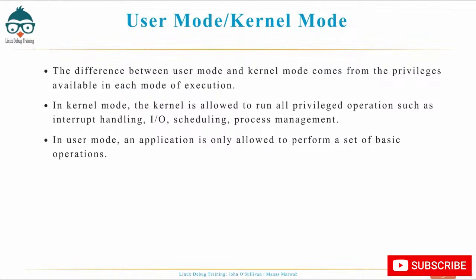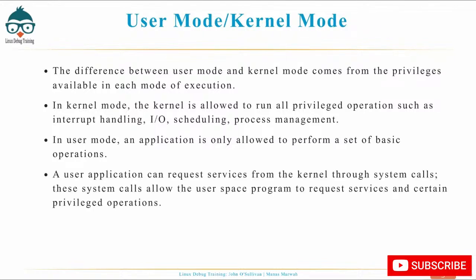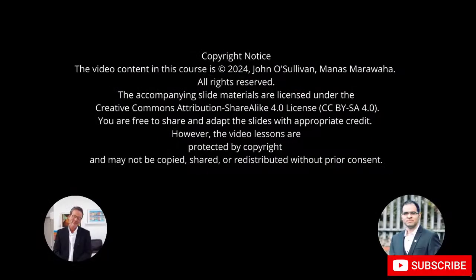Because a user mode application is only allowed a basic set of operations, it must request certain privileged services through the kernel, and it does this by using system calls. These system calls facilitate activities like reading and writing to disk and transferring data from the network via sockets. We will look at these system calls in more detail in a later slide.